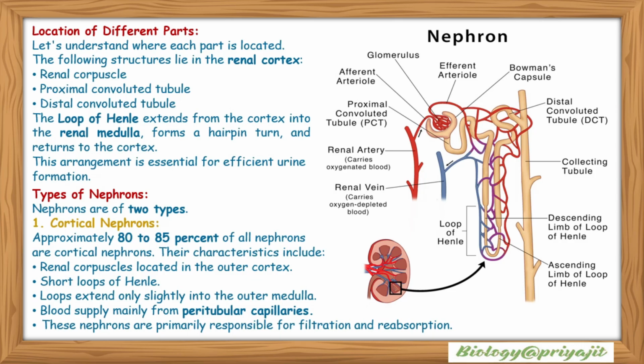So what are the types of nephrons? Nephrons are basically of two types. Number one is the cortical nephron. Approximately 80 to 85% of all nephrons are cortical nephrons. Their characteristics include renal corpuscles located in the outer cortex and short loops of Henle. Loops extend only slightly into the medulla. Blood supply is mainly from peritubular capillaries, and these nephrons are primarily responsible for filtration and reabsorption.